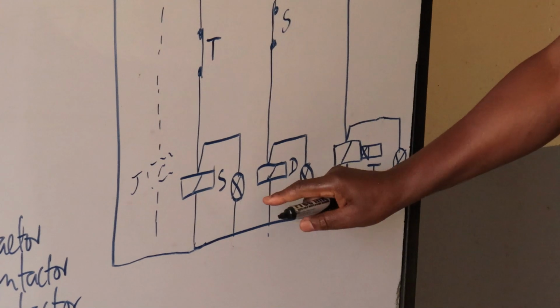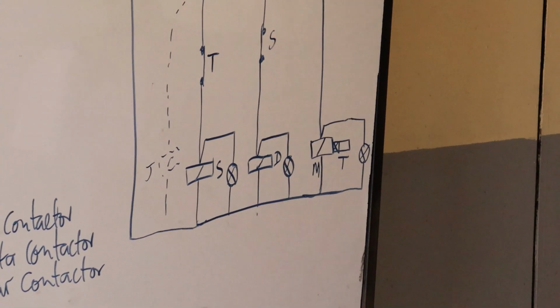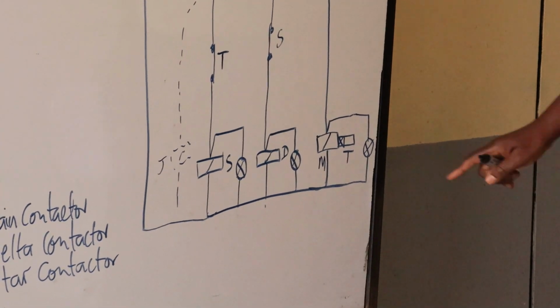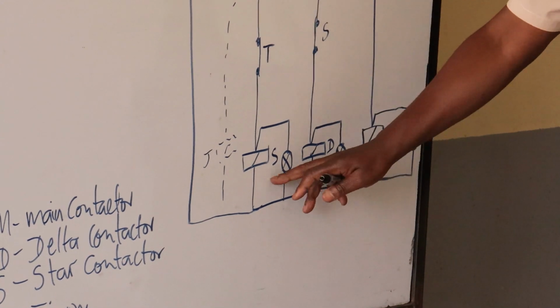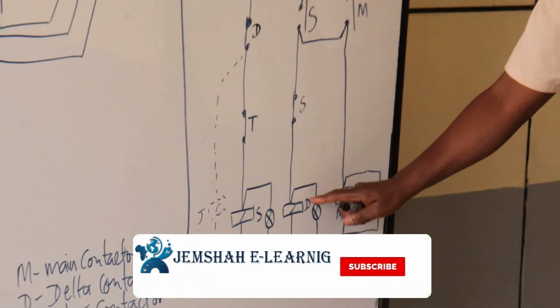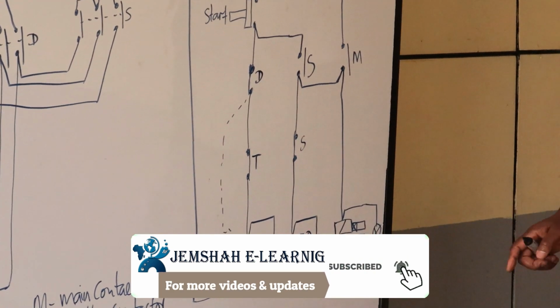So these ones here are indicators. Remember when we met the first time, I gave you an assignment on symbols. So this is a symbol for an indicating lamp. When the star is energized, that lamp will light. The delta is energized, that lamp will light. The main contactor is energized, that lamp will light.